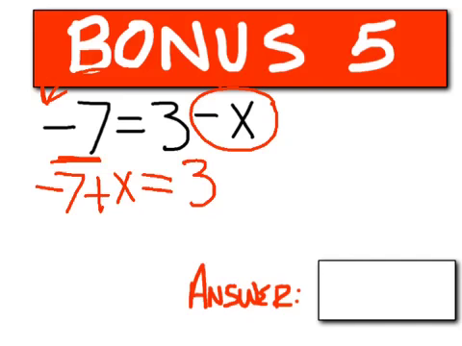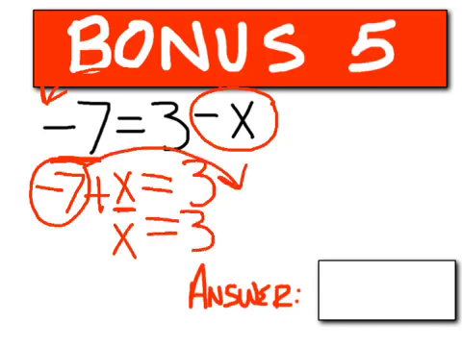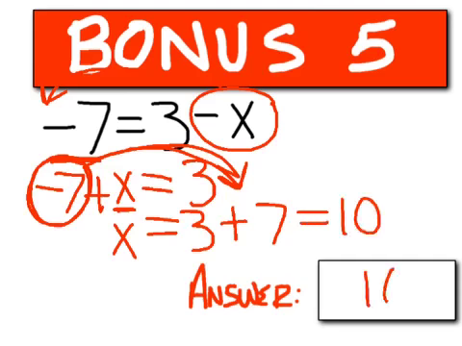Next thing we need to do, we want our x to be by itself on one side. We need to move our negative 7 to the other side. So we have x is equal to 3. When we move our negative 7, it's going to make it positive. Remember, anytime you switch a number to another side, it's going to change the sign. If it's a positive on one side and you switch it to another side, it's going to make it negative. Right here we have a negative 7, so when we switch it to the other side, it's going to make it a positive 7. And that's going to be equal to 10.